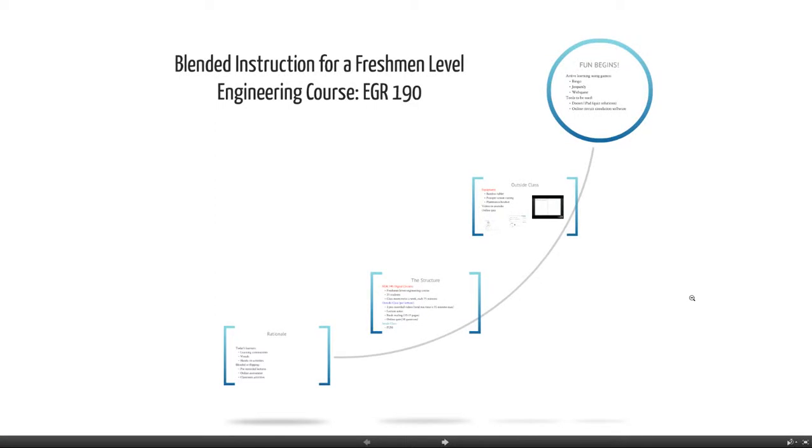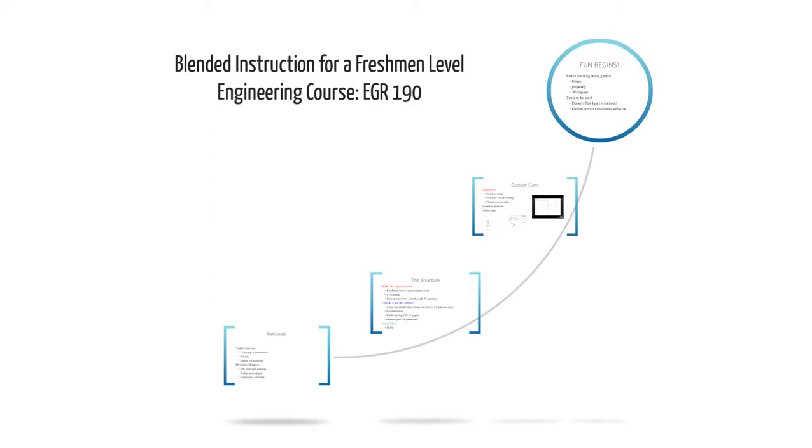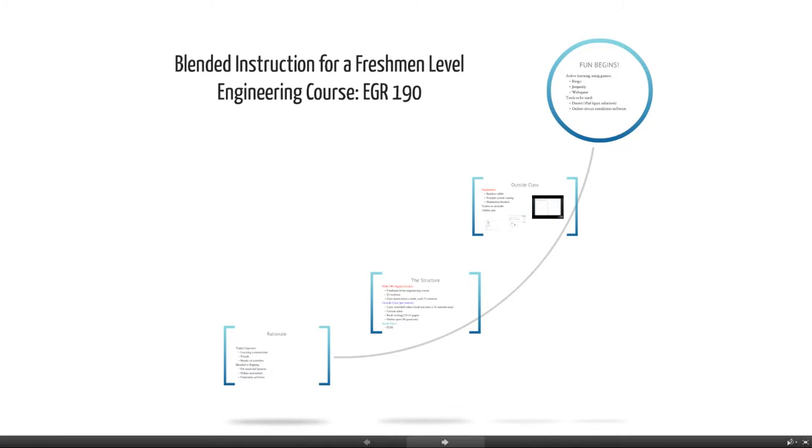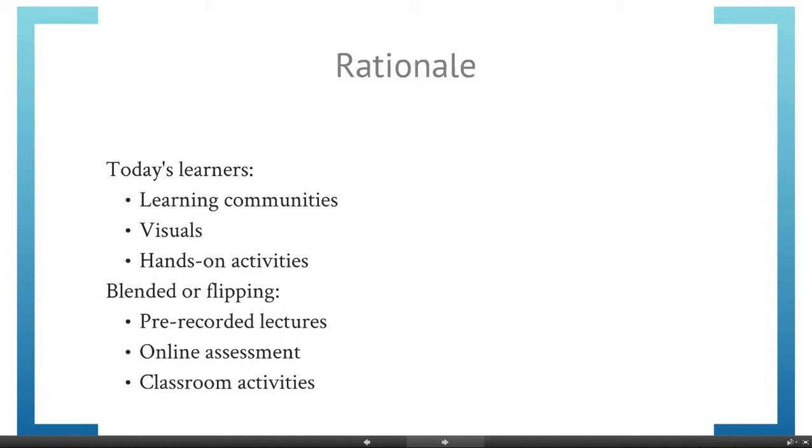This presentation talks about how I formed a blended instruction for a freshman level engineering course, that is EGR 190. The idea is that today's learners like learning communities, they like visuals, they like hands-on activities. So that's why I wanted to use the blended instruction or flipping techniques. So I created some lectures, recorded some lectures, and did some online assessment, basically quizzes, and also some classroom activities.